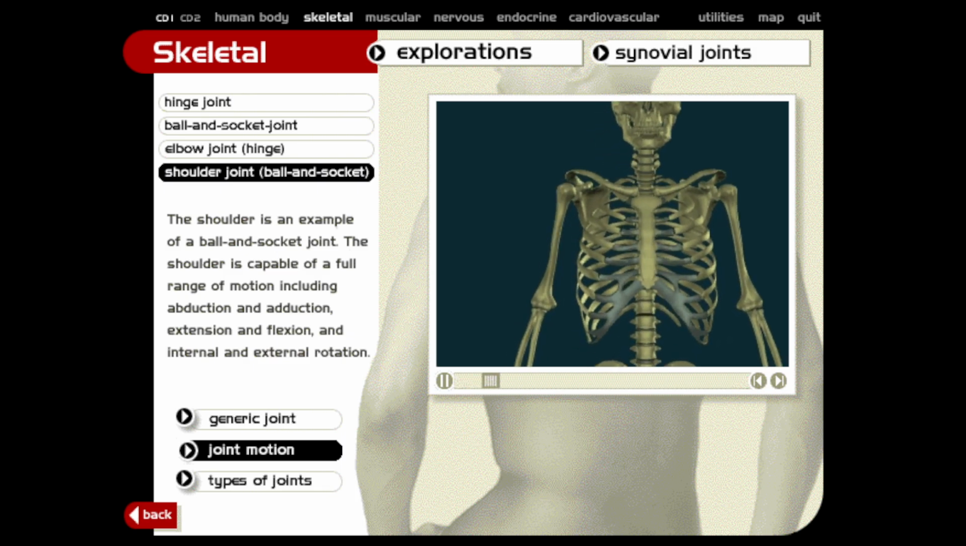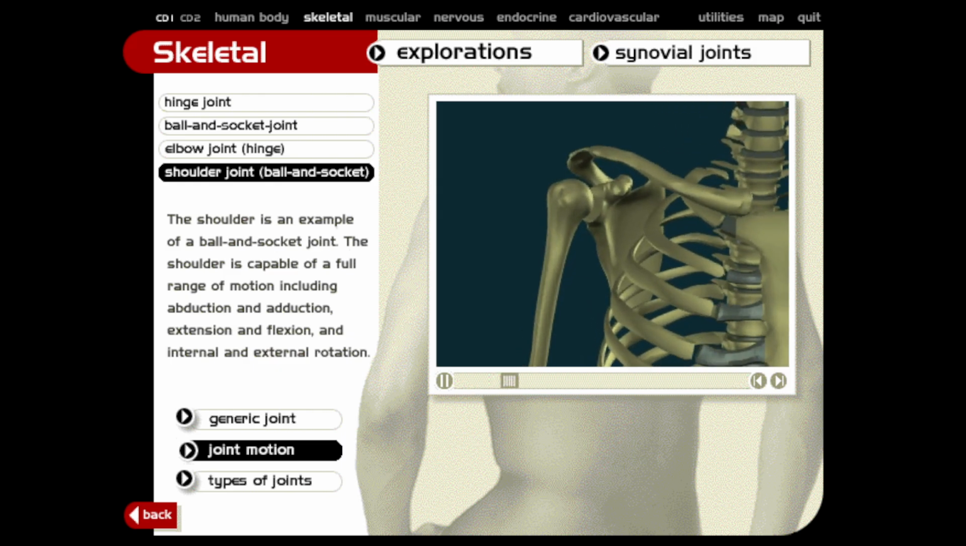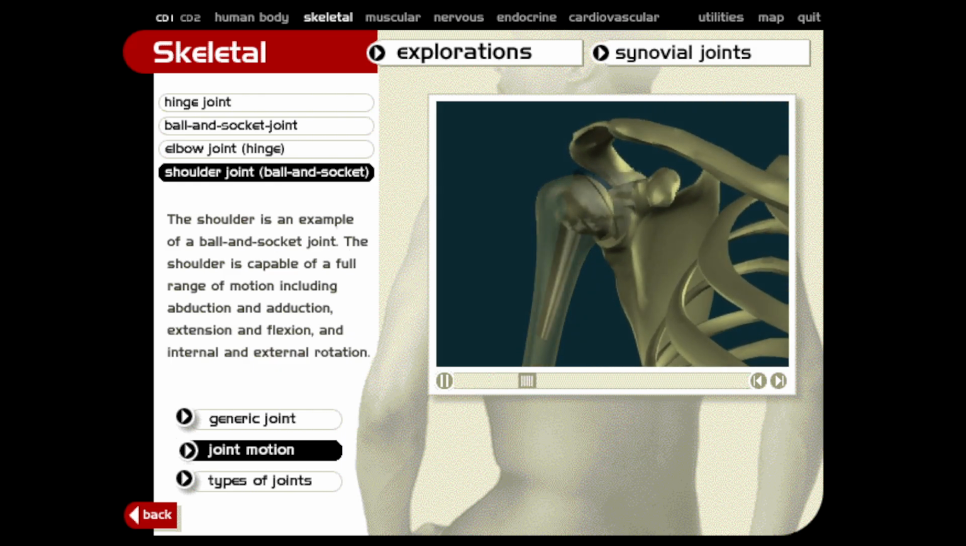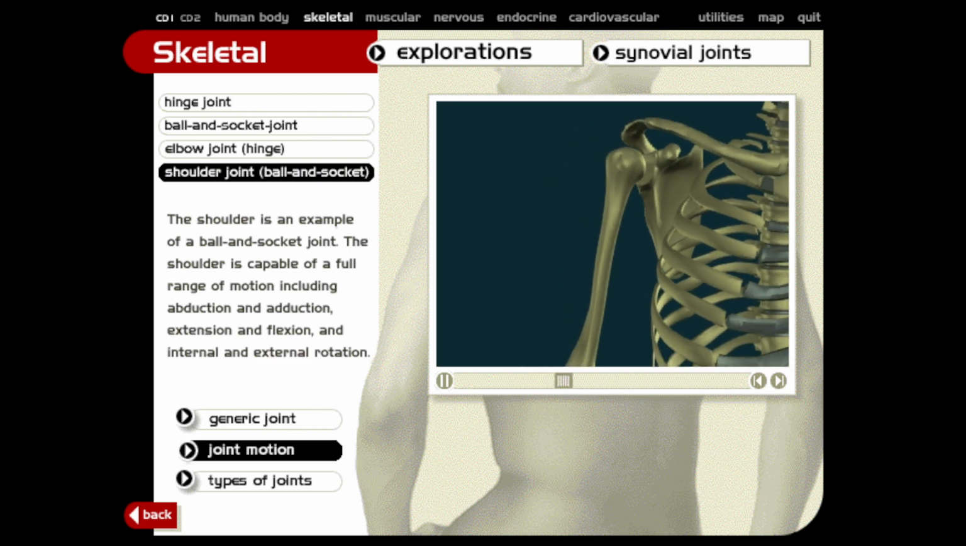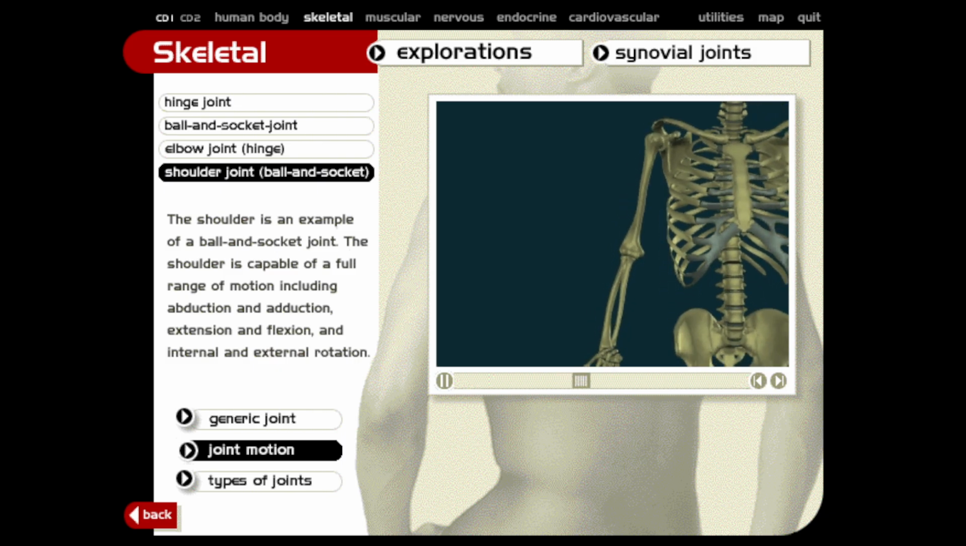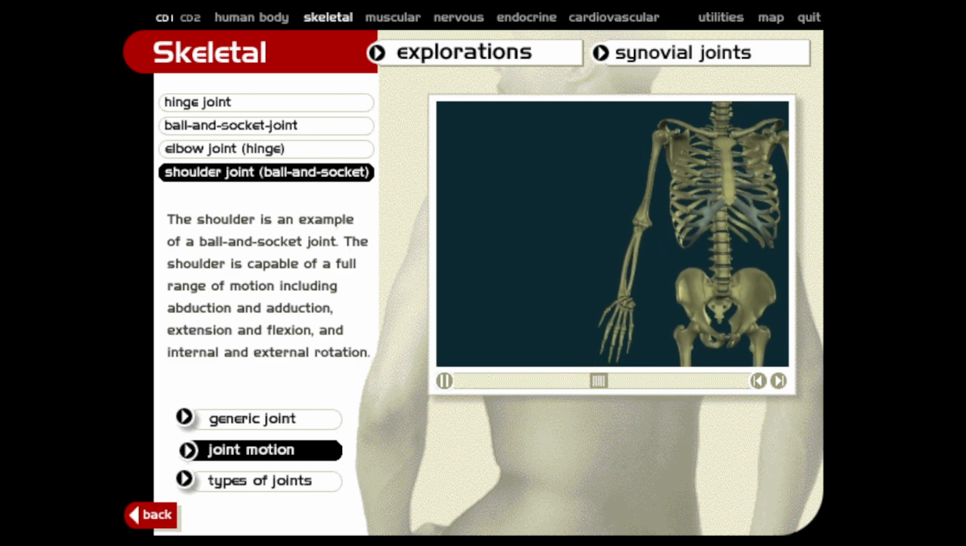The shoulder is an example of a ball and socket joint. The shoulder is capable of a full range of motion, including abduction and adduction, extension and flexion, and internal and external rotation.